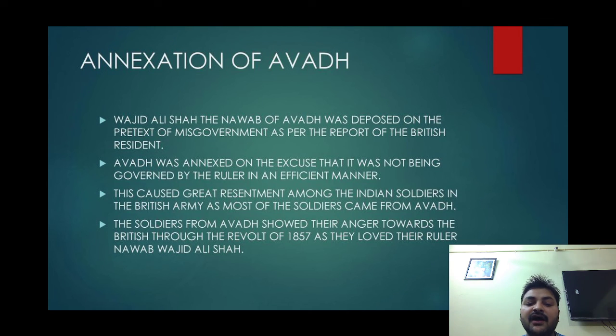So the people of Awadh never accepted such treatment of their king. And when he was thrown out, Wajid Ali Shah, when he was thrown out, what did people do? They were very angry towards the British since their beloved ruler was kicked out. Okay, next, what happened next?